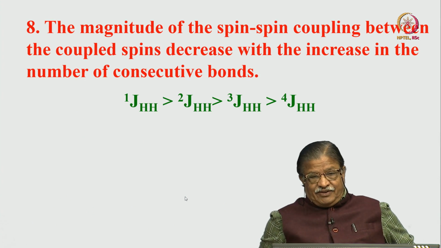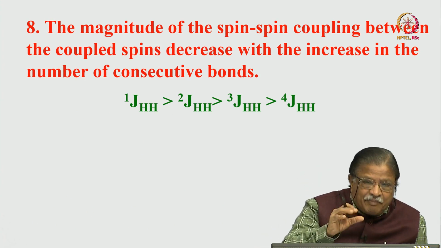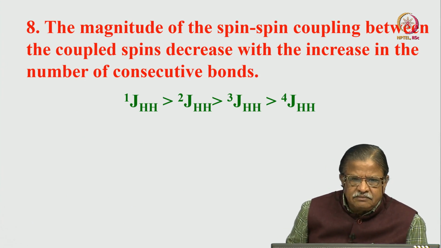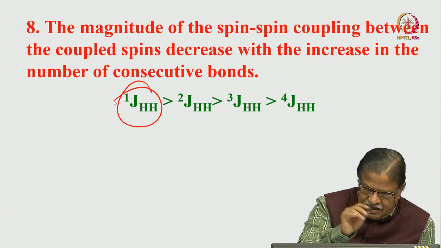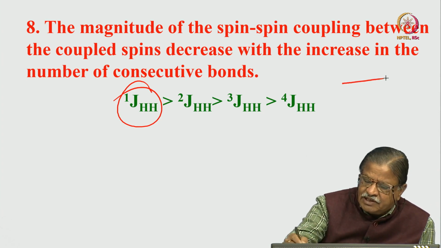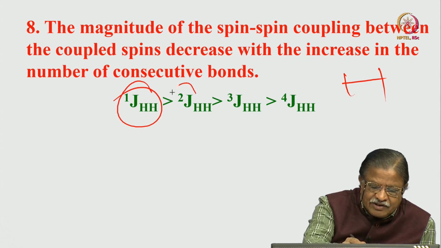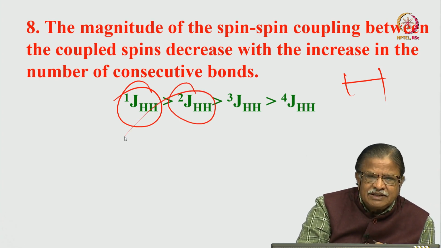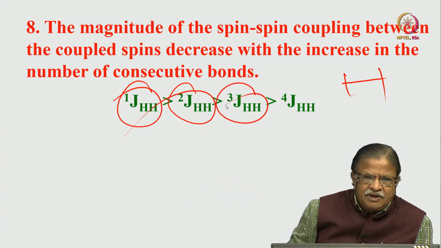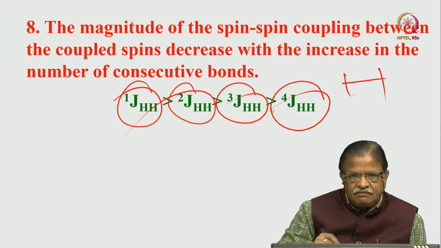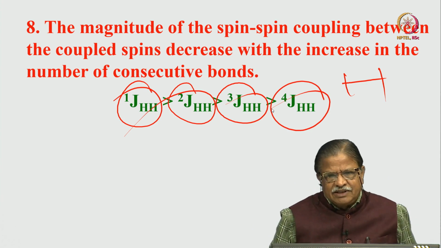Another important factor is the magnitude of the spin-spin coupling. The scalar coupling is larger for one bond coupling. If the two spins are separated by only one chemical bond, the strength is more. If separated by two consecutive bonds, the strength is much less. If separated by 3 bonds, even less. 4 bonds, less still. This is just the order in which the coupling strength decreases.